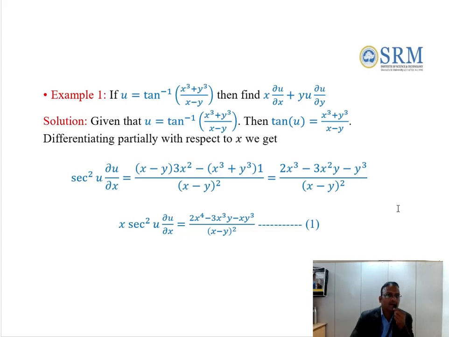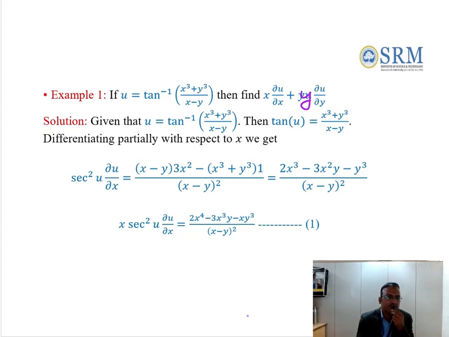Right. Let us see some examples for partial derivatives of a function. If u is equal to tan inverse of (x³ + y³)/(x - y), then find x ∂u/∂x + y ∂u/∂y. Right. Given that u equals tan inverse of (x³ + y³)/(x - y), then tan u is equal to (x³ + y³) divided by (x - y).